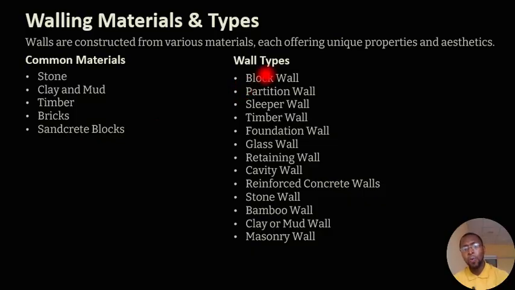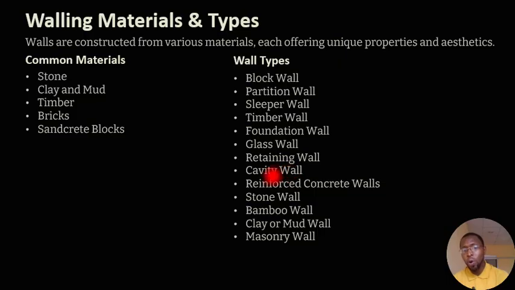So what are the types of wall that we have? We have the block wall, the partition wall, the sleeper wall, the timber wall. This wall type is based on either their purpose or the material they are made from. So we have the block wall made from block. We have the partition wall for separating, the sleeper wall, the timber wall, the foundation wall, the glass wall, the retaining wall. Of course, the glass wall is so called because the material is glass. The foundation wall is the wall made for foundation, right?